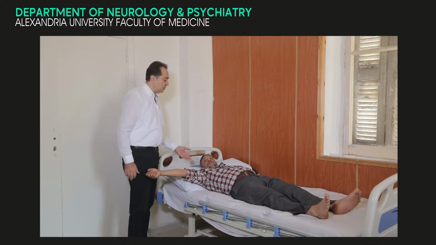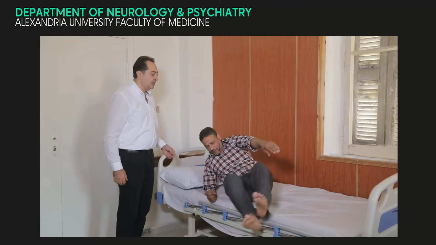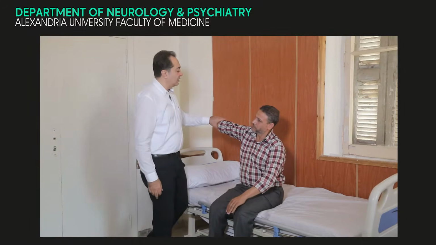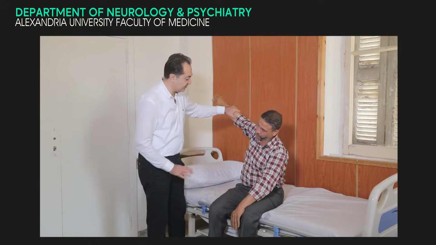I should let him sit. Okay, better. Extend your arm like this. Raise. And abduction above 90 degrees is more with the trapezius muscle. Okay.